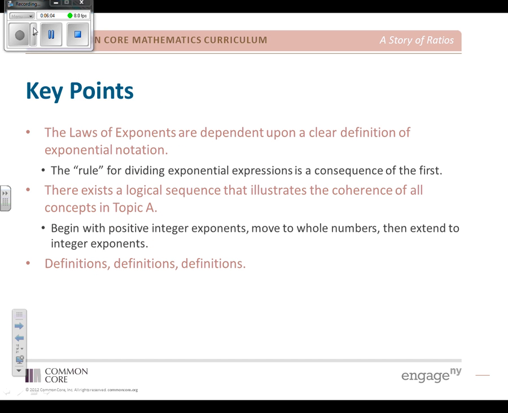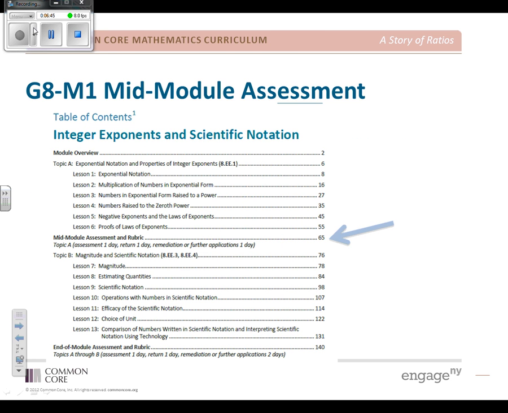The key points for the learnings within the modules are that the laws of exponents are dependent upon a clear definition of exponential notation. They're going into scientific notation, with large, difficult numbers with varying degrees of complexity for exponents, and you'll really need to understand the logical sequence that gives the topics coherence. Of course, it begins with the whole numbers and then moves on to integer exponents, but it relies on students having a clear understanding of the laws. So it's definitions, definitions, definitions, and hopefully with that, the students will have grasped some of the main concepts of exponents in a deeper way.